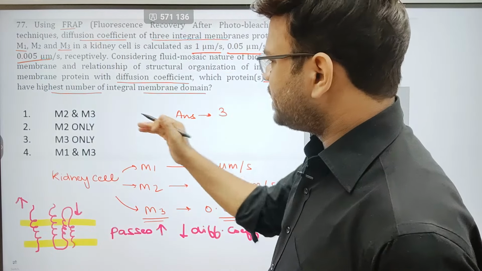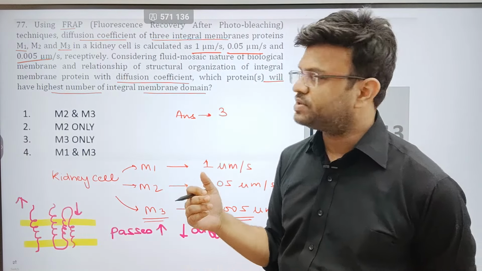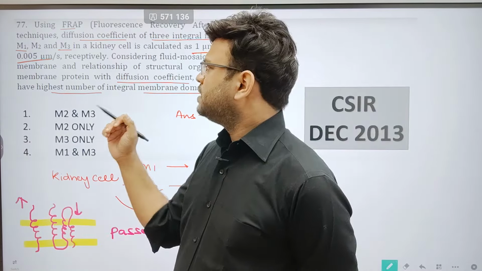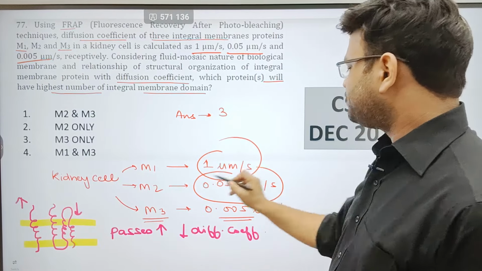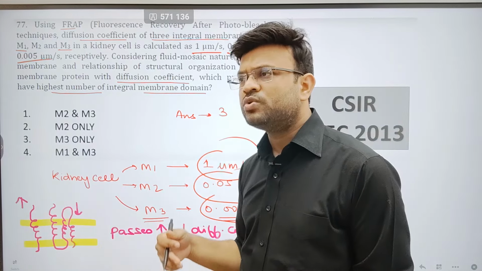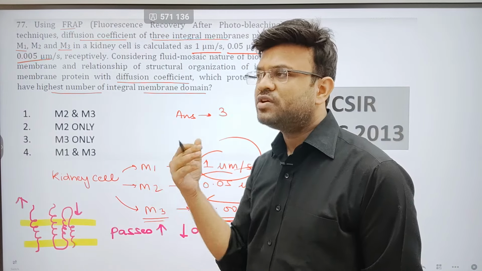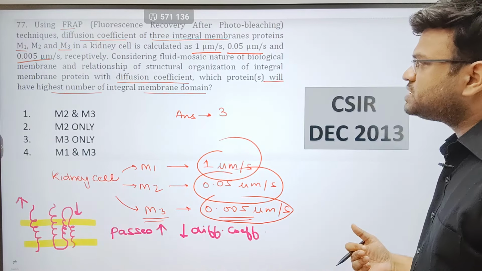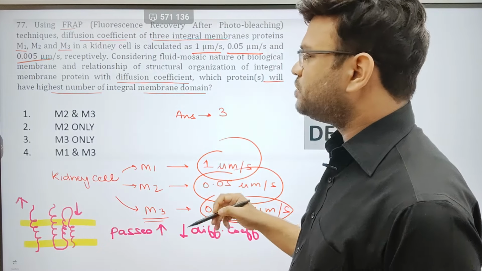Let us see why the correct answer is 3. As the diffusion coefficients have been given for the three proteins M1, M2 and M3, the values are 1 μm per second, 0.05 μm per second and 0.005 μm per second. Understand this: I have already told you the one with the highest coefficient will be the most mobile. The question is asking which protein will have the highest number of integral membrane domains.